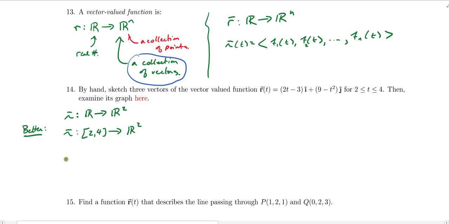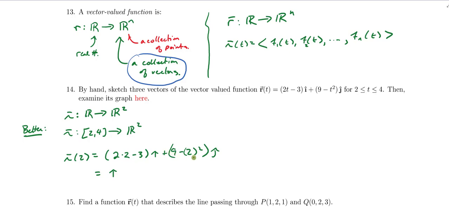So let's go ahead and take r of 2. If we compute r of 2, this would be (2 times 2 minus 3) i hat plus (9 minus 2 squared), all in parentheses, j hat. And so let's see here, that's 4 minus 3, so that's the vector i hat, and 9 minus 4 would be plus 5 j hat. And then we could go ahead and find r of 3. I'm going to show you various ways of representing this.